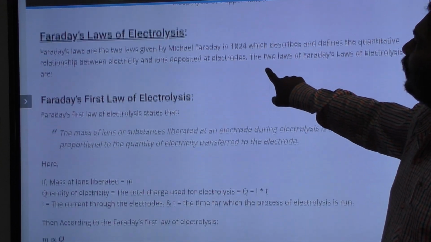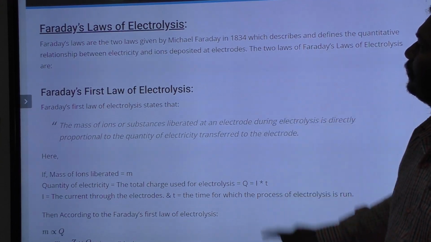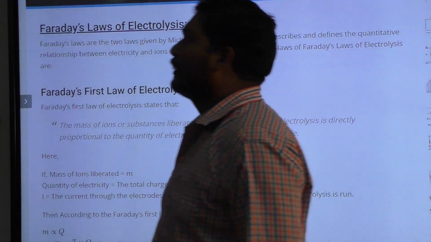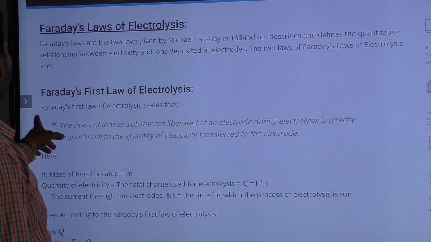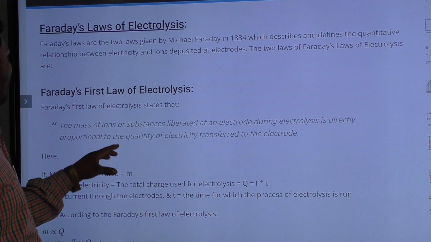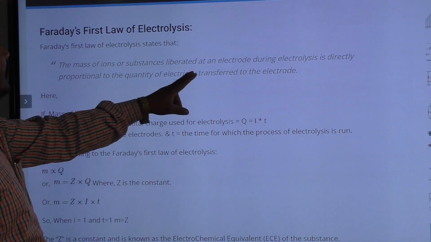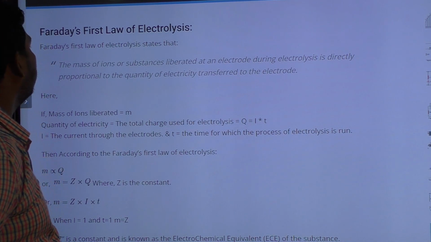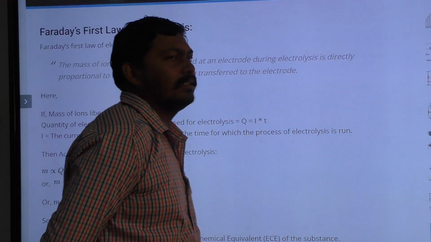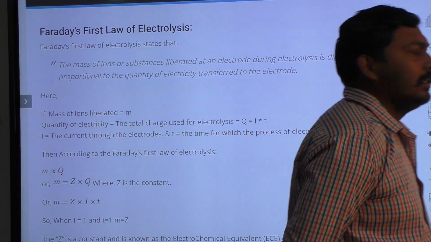Now we will discuss Faraday's laws of electrolysis. Faraday's law of electrolysis states that, it is the first law, he states that the mass of ion or substance liberated at an electrode during electrolysis is directly proportional to the quantity of electricity transferred to the electrode.